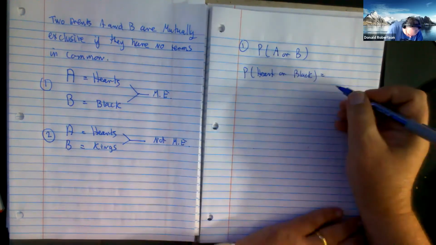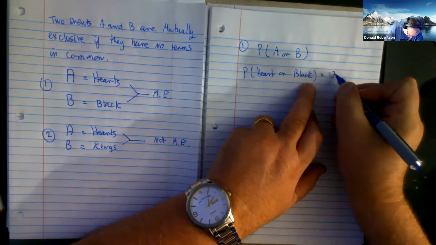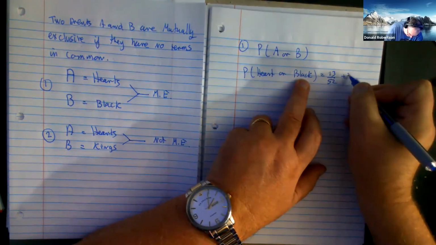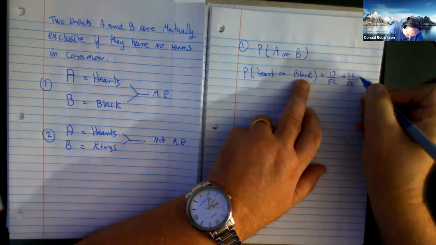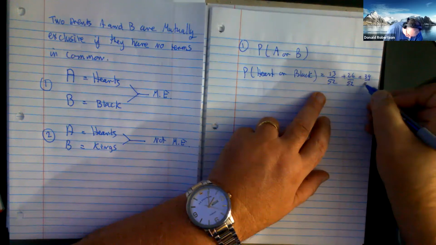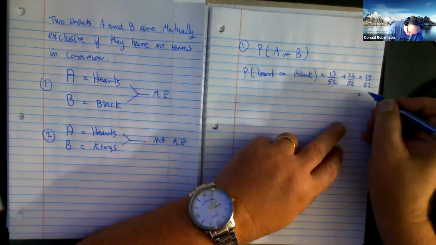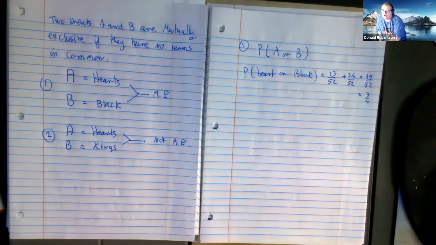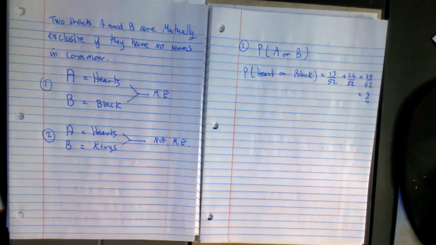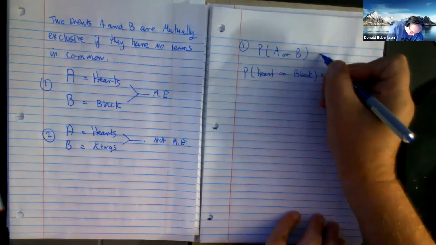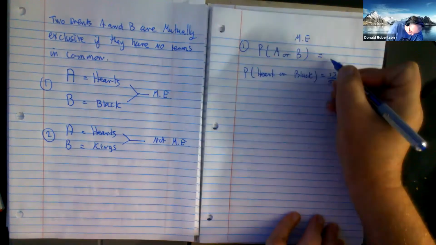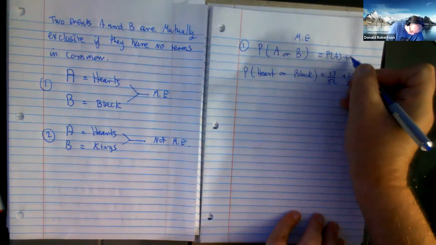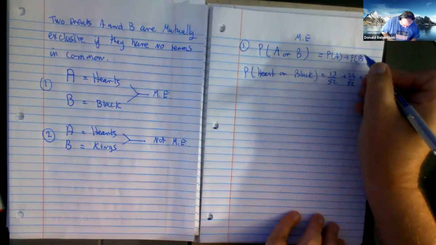Couldn't you just take the number of hearts, which is 13 out of 52, add it to the number of black, which is 26 out of 52, and get the answer 39 out of 52, which is what, 3/4? Does that seem reasonable? When they are mutually exclusive and you want to do an OR story, don't you basically just add the 2 things together? So if they are mutually exclusive, which they are, you can find the probability of an OR by adding them together.